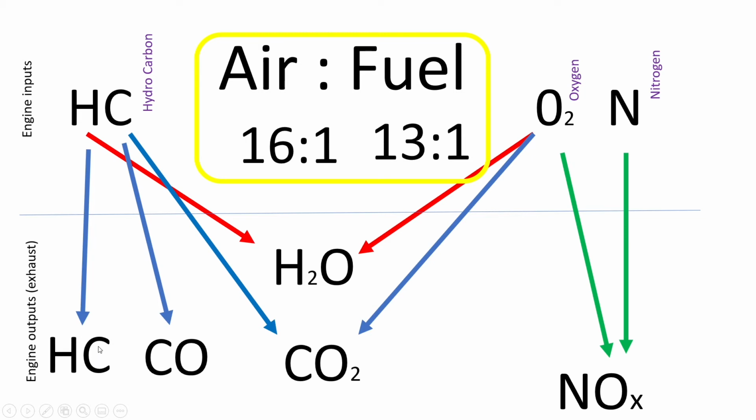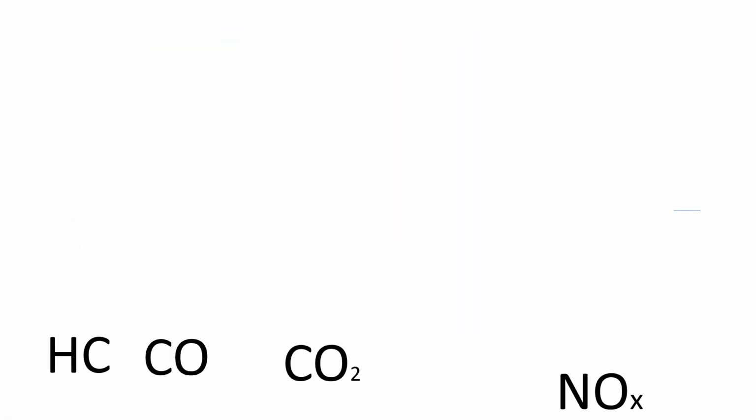So unburnt fuel is hydrocarbon, carbon monoxide, carbon dioxide because we're producing too much of it, and the various oxides of nitrogen. Okay, so there they are. They're the harmful gases. There's the 4 of them. Now these are produced in a petrol engine.